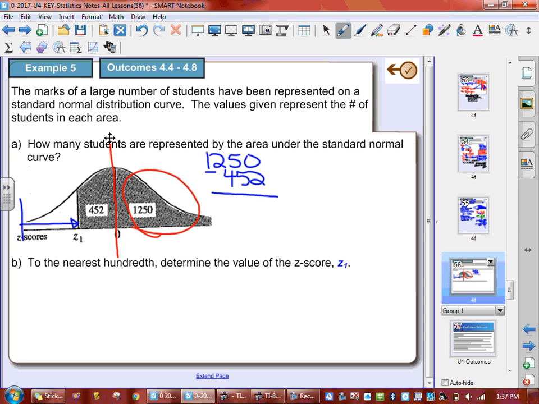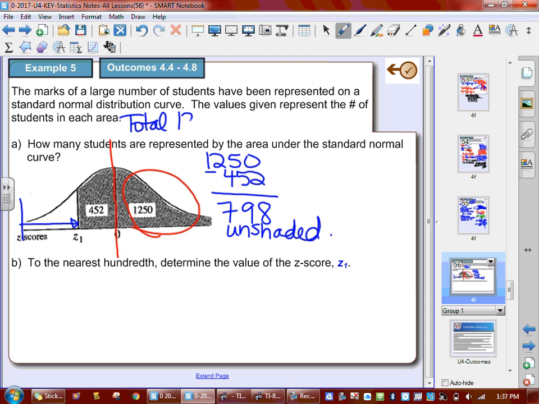Now, we don't know the probability of it. We need to be able to find the probability so we can use inverse norm. Well, we can easily find the probability because we do know the total. We can figure our total out by taking half and doubling it. 1250 times 2. So our total is 2500. So if I want to find the probability or the area of my unshaded, I will take my unshaded 798 and I'm going to divide it by my 2500. That's going to give me my probability area.